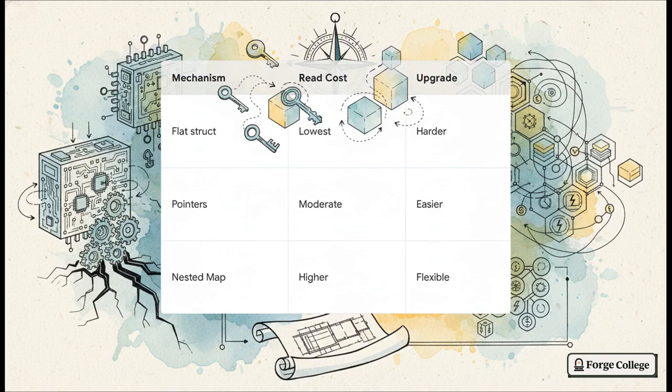But the catch is, it's way harder to upgrade later without messing up your storage slots. Now, if you use pointers for those large fields, you introduce a moderate read cost because of the extra lookup step, but it makes it so much easier to evolve your heavy data separately down the line. Finally, normalized nested mappings give you incredible flexibility, but you're going to pay a higher gas cost if you need to do multi-lookups. So your job is simply to choose the right mechanism for the right data temperature.